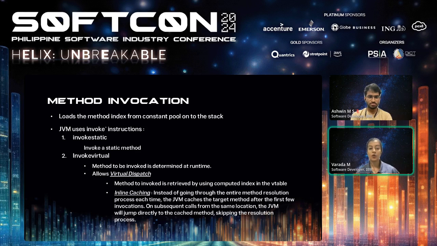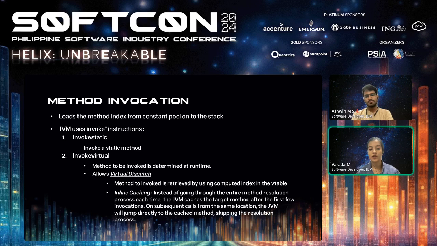Then we have invokevirtual. The invokevirtual instruction in the JVM is used to invoke a virtual method. A virtual method is basically any method that can be overridden in subclasses. So this also supports polymorphism, and the method to be invoked for a virtual method is determined at runtime, whereas for a static method it is determined at compile time.